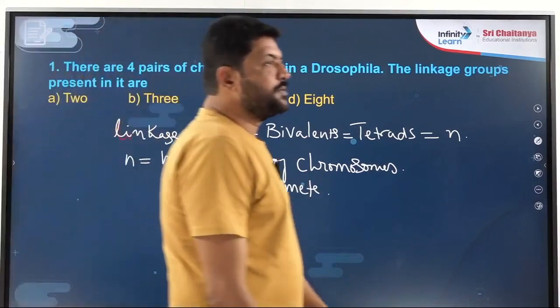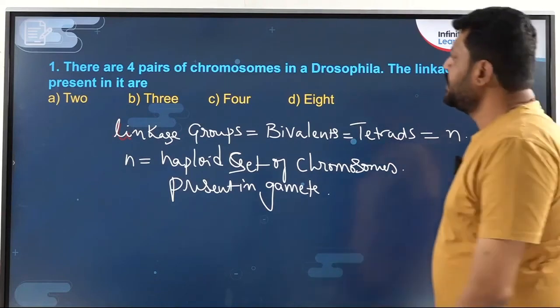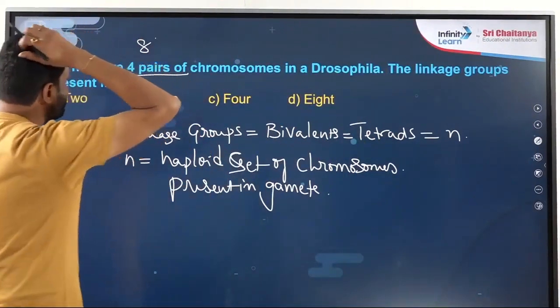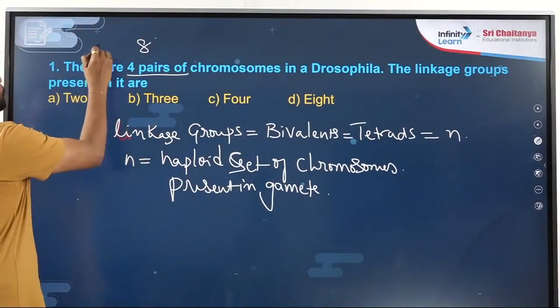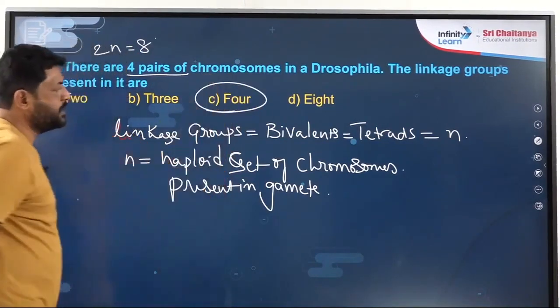The haploid set of chromosomes present in a gamete is called the haploid number. Now there are 4 pairs, meaning 8 chromosomes in total. Then what will be the haploid number? 2n is equal to 8, then n is equal to 4. The answer will be 4.